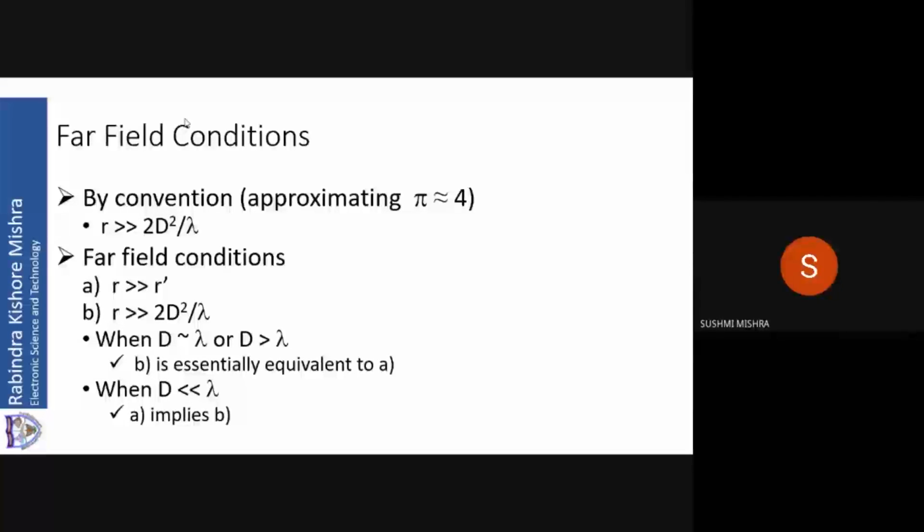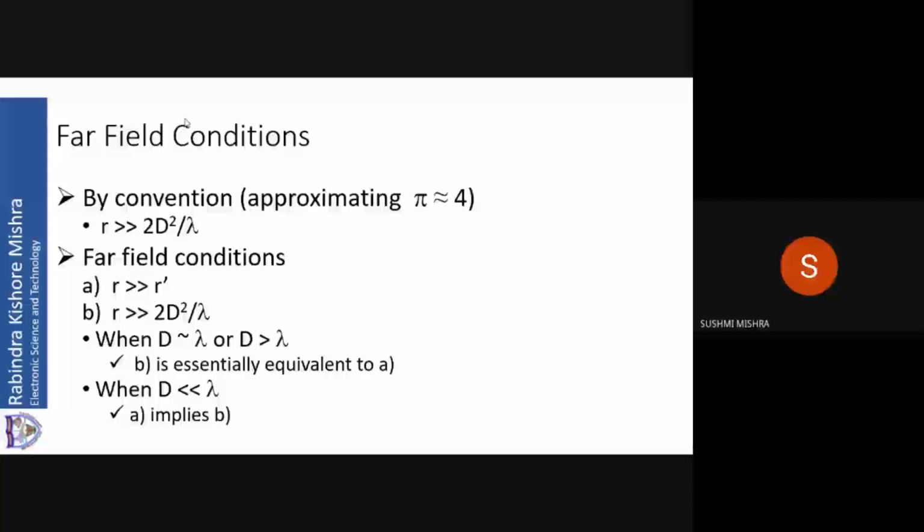Now my R dash will be how much? R is 50 lambda, so 50 lambda has to be greater than R dash. R dash size is about D, which is 5 lambda. 50 lambda is greater than 5 lambda. So the far field condition is satisfied.